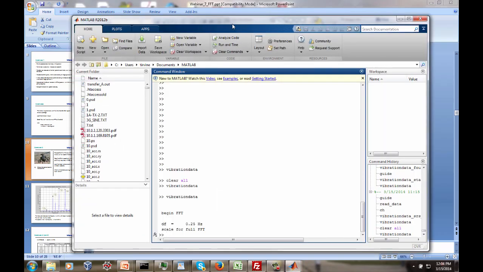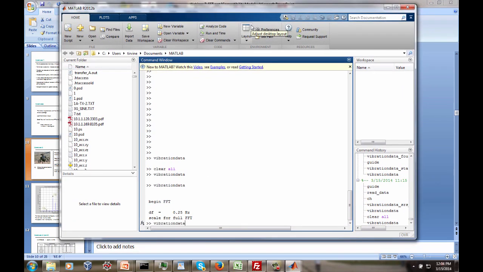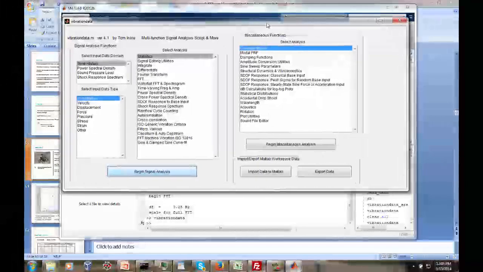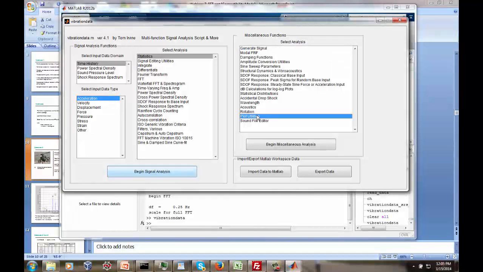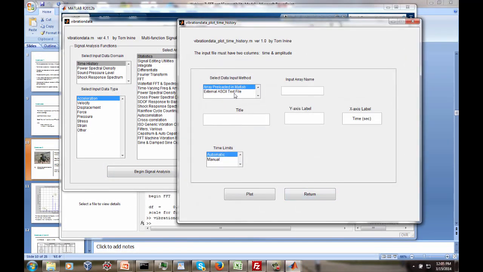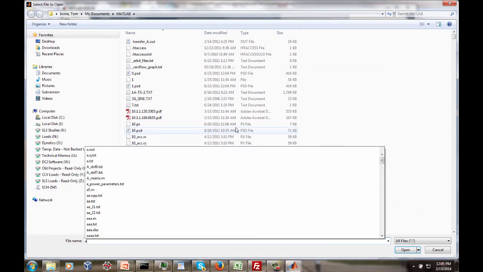So let's go ahead, and we're going to go to our vibration data package again. And we've got a couple of things we can do here. Let's go to plot utilities. We're just going to plot the time history. It's going to be apache.txt.